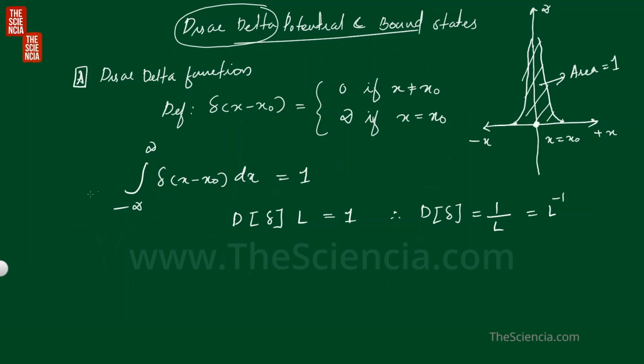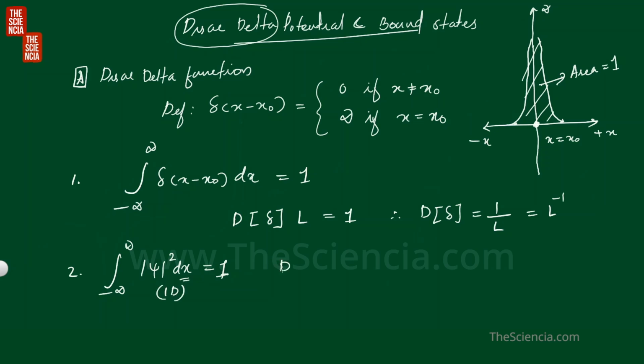We can use the same analogy to find the dimension of a wave function. Now we are going to find the dimension of a wave function. We know the normalization condition is the integral from minus infinity to infinity of mod psi square dx equal to 1. This is the case of 1D, because only x is there. So this is a 1D wave function.